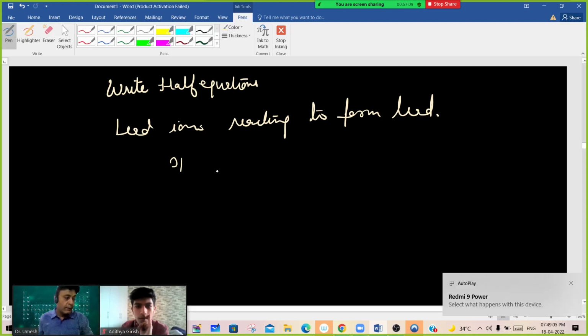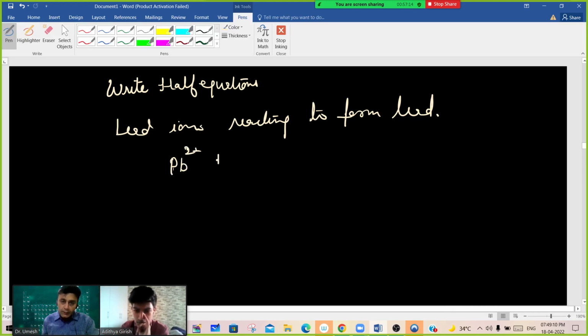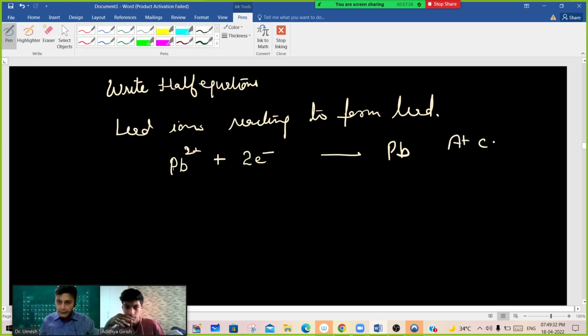I am saying only the lead ions, right? That has to become lead. So what should I write here? It will become lead plus two electrons. At which electrode will it take place? This will be taking place at the cathode. Good. Is this oxidation or reduction? Reduction. This is a reduction half reaction.